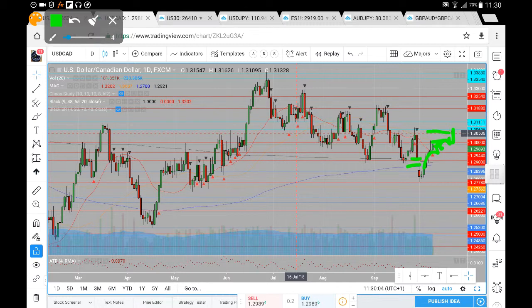If we do break beyond there, we've got 130.69, 131.11, and beyond that in the coming days, weeks, we possibly may see a move up towards that 131.88 if we do see price maintain that bullish buy side momentum.